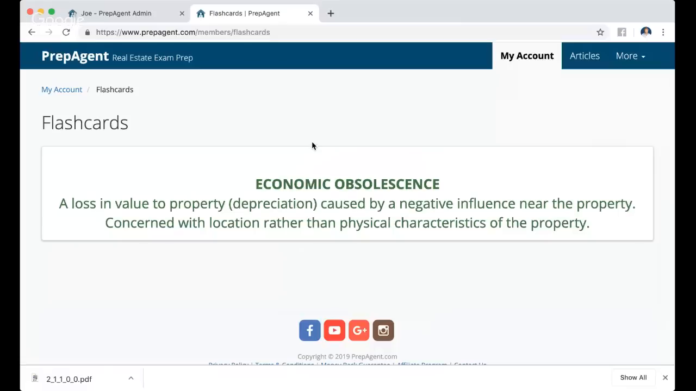Okay, you got three forms of depreciation: physical, economic, and functional. Right, guys? Which one of those three is not a form of obsolescence? Good. Physical. It's physical deterioration. So you got physical deterioration, functional obsolescence, and economic obsolescence.